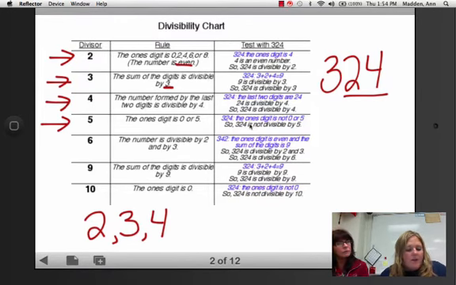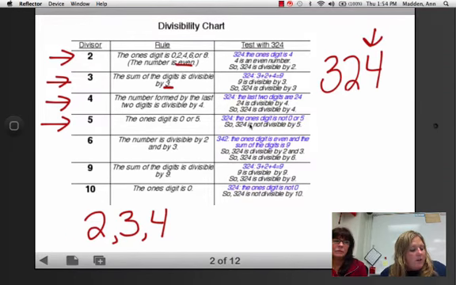Is it divisible by 5? What does the 5 rule say? It says the ones digit is 0 or 5. Here's my ones digit. Is it a 0 or 5? It is not. Therefore, it is not divisible by 5.